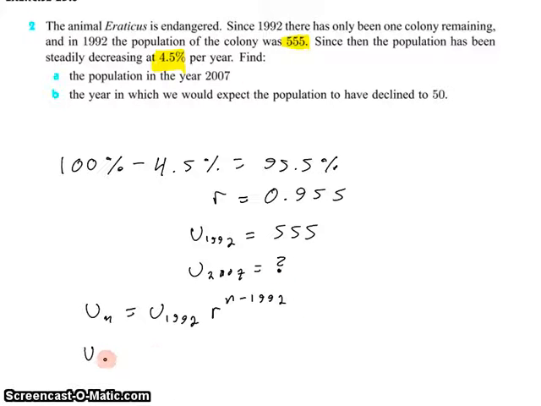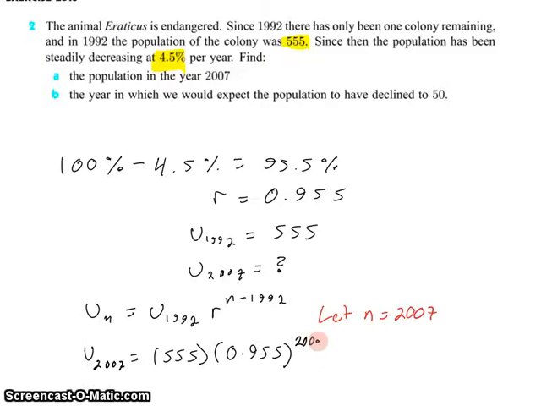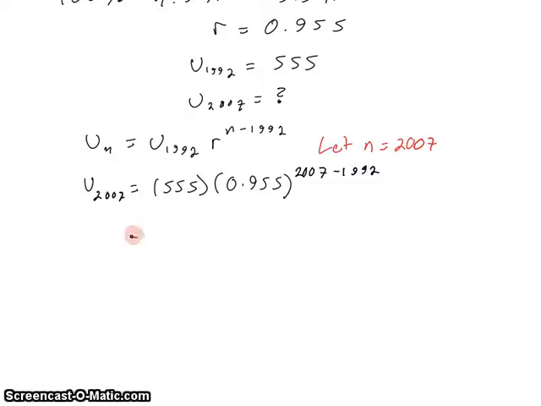We'll plug in what we know. The population in 1992 was 555. The common ratio is 0.955. And we're looking for what happens in the year 2007. So we're going to let n be equal to 2007. This gives us 2007 take 1992. This is 555 times 0.955 to the power of 15. So there's 15 years between 2007 and 1992.